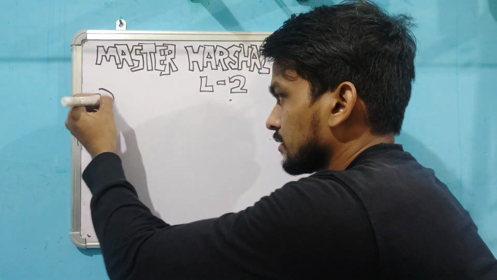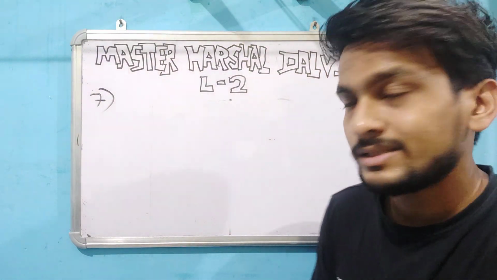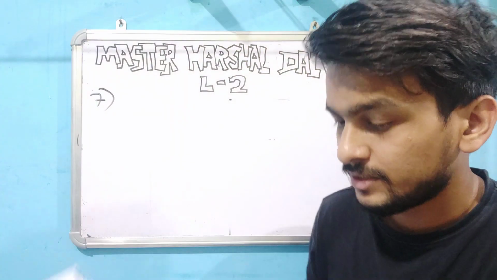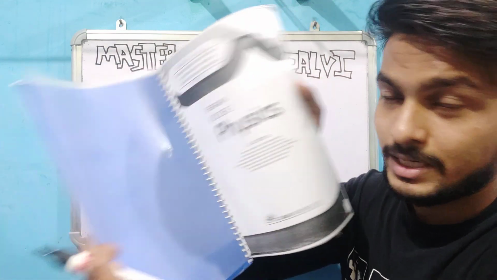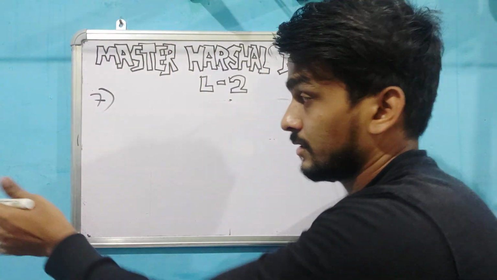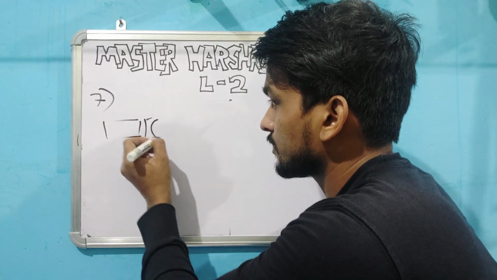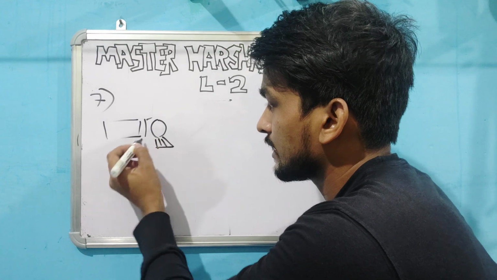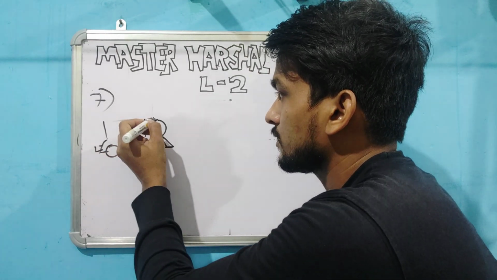Seventh one, page number 40, lesson number 2. ICSE board, what we have is physics. This is your physics book, and let us start with this. What we have is again a train. So many times we have drawn a train like this, and I hope it's all clear to all.